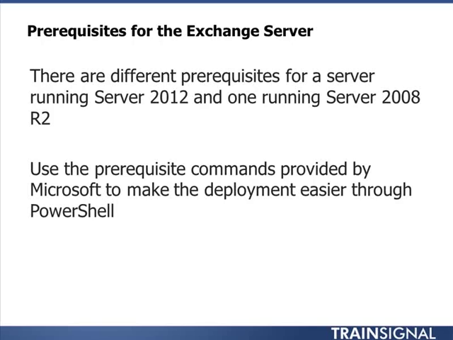So one of the reasons why I like the idea of installing Exchange Server 2013 on Server 2012 is that it's actually less to worry about in terms of prerequisites. With Server 2008 R2, you'll see that there's a lot more that you have to download and install. So we're going to use the prerequisite commands that are provided by Microsoft in order to make the deployment easier through PowerShell. Some might say, well, shouldn't you at least one time do the installation with all of the different roles and features specifically set up so that you do it manually?